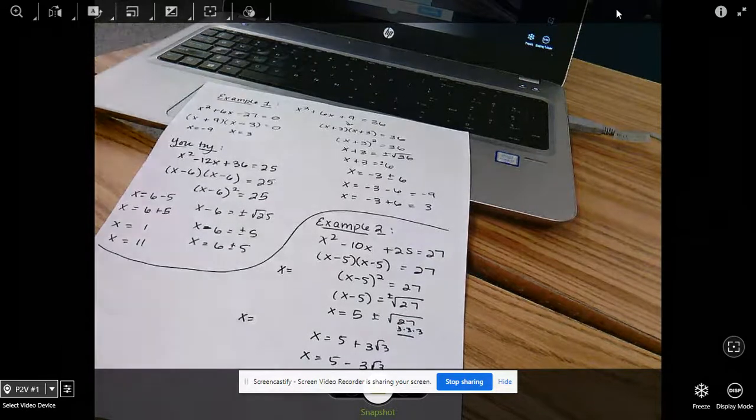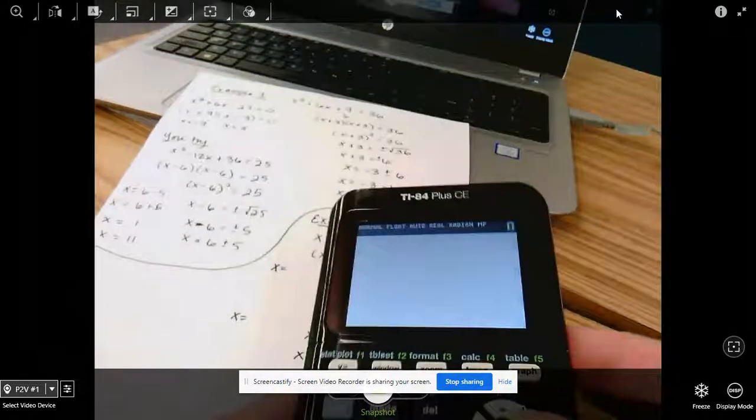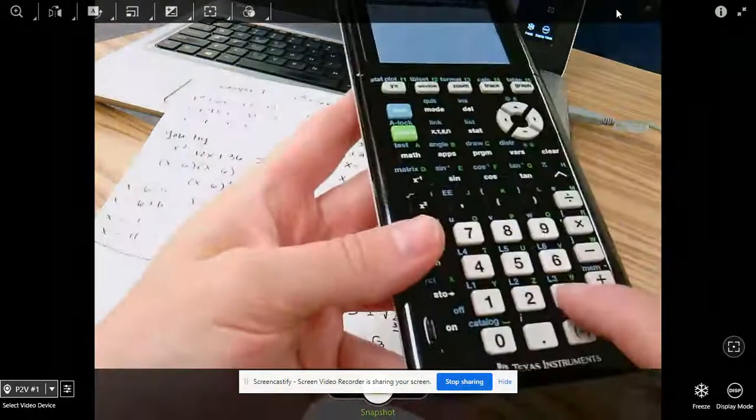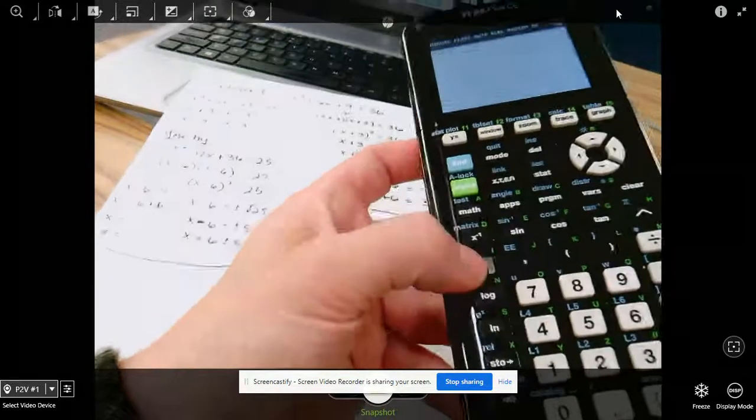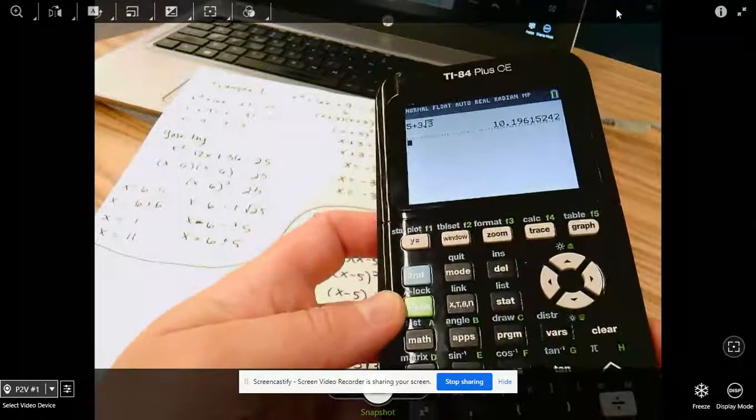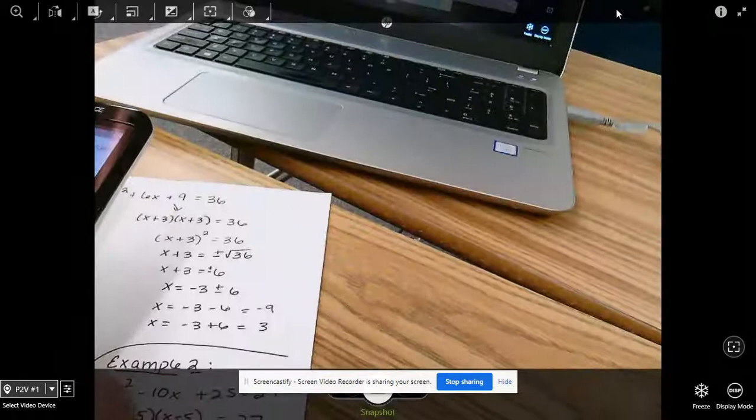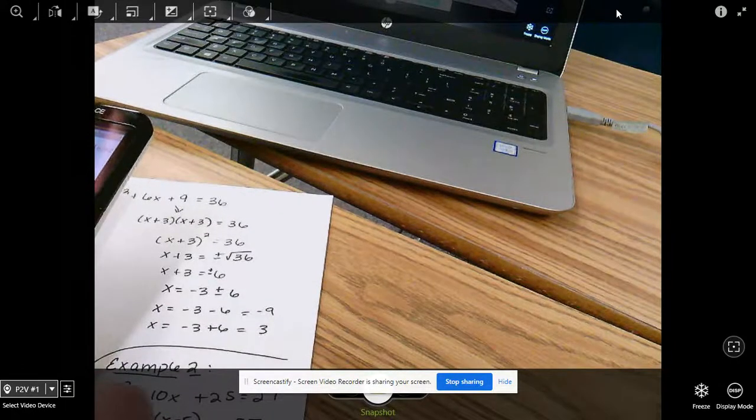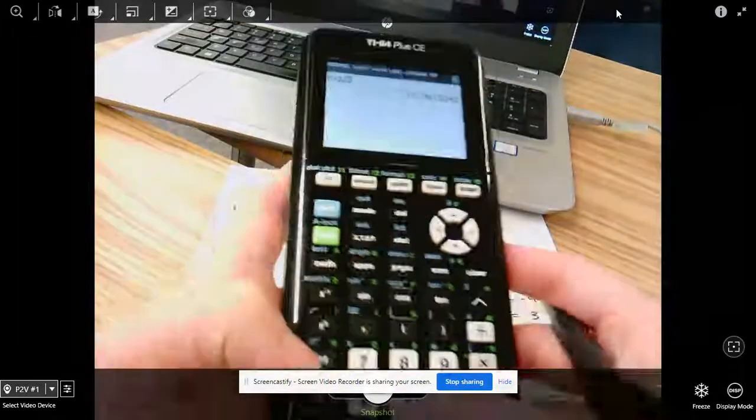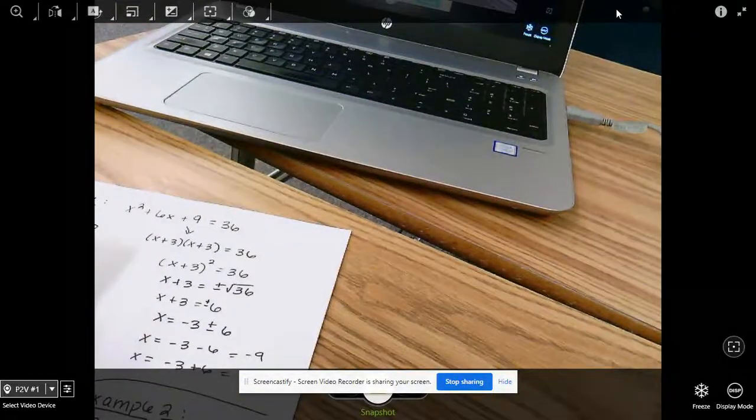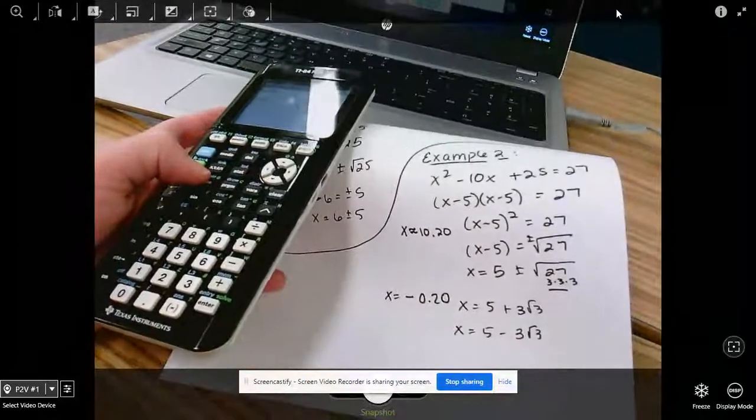And I have the answers, but I'll show you on the calculator. You would write 5 plus 3, and then you go second square root 3, enter. Okay, so your first answer is about 10.20, because you have to round to the nearest hundredth, and then your next one, 5 minus 3 root 3, is negative 0.20.